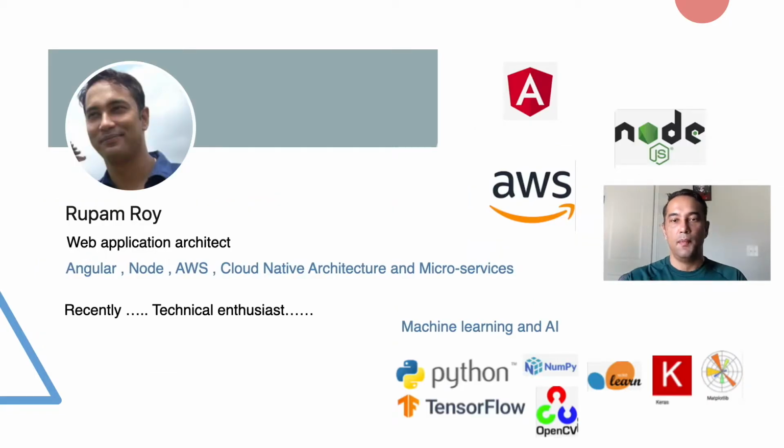Hi, my name is Rupam Roy. I'm a web architect and recently a technical enthusiast for machine learning and AI, gaining knowledge on various machine learning libraries and technologies like TensorFlow, Keras, OpenCV, etc. In this story, I'll explain how I used my knowledge to solve this problem of forgetting medications, and in that process, put my learnings into actual practice. We'll also see a demo of the system. I hope you like it.